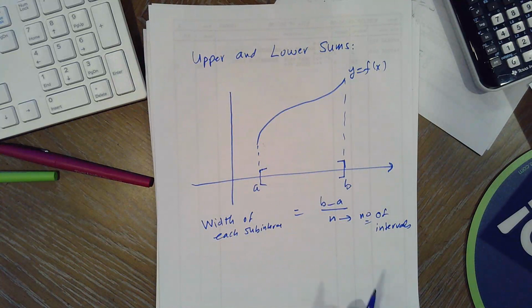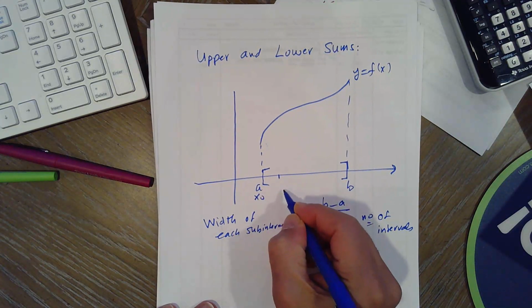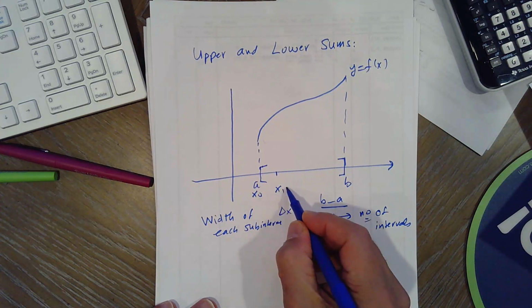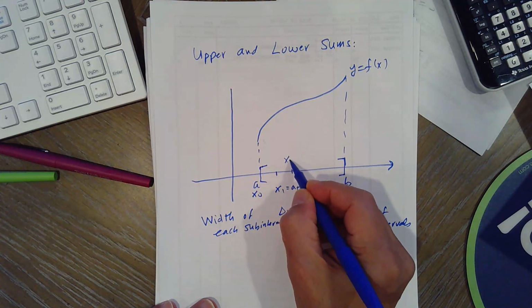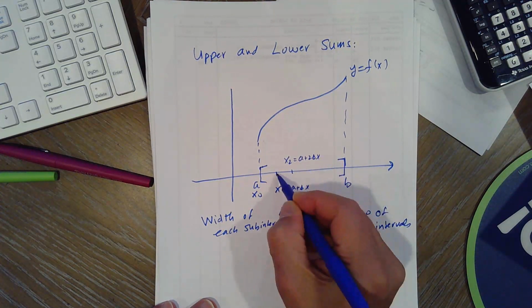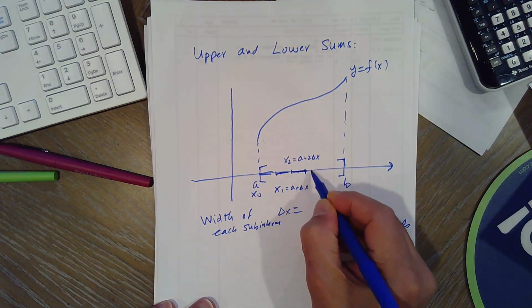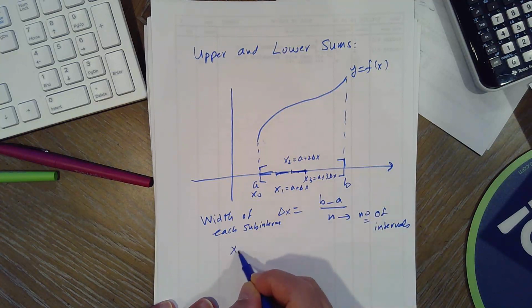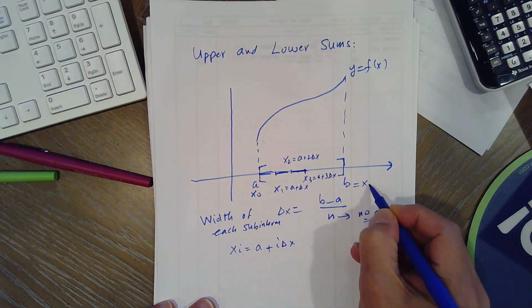Okay, and then we're going to say this is x0, the first one, and then x1. Remember, this is called delta x, so x1 is a plus delta x, and then the second one is x2, a plus 2 delta x. We keep adding delta x because they're equally spaced, and then x3 is a plus 3 delta x, so xi is a plus i delta x, and xn equals b.